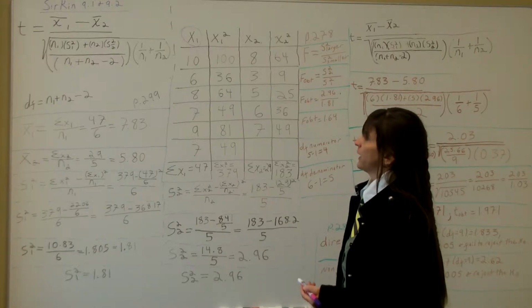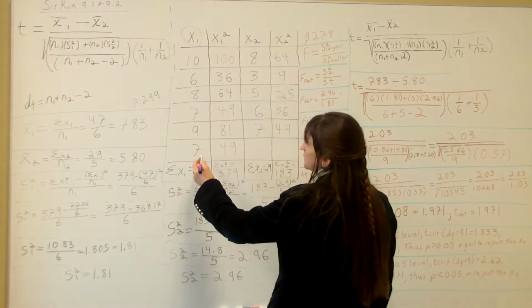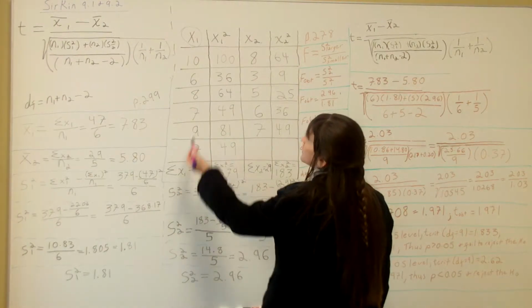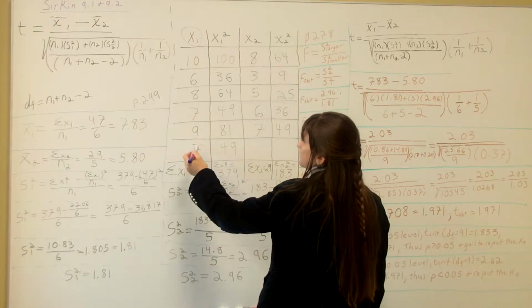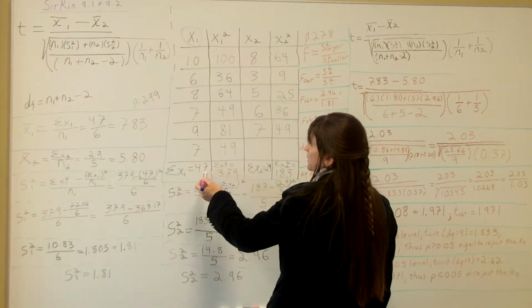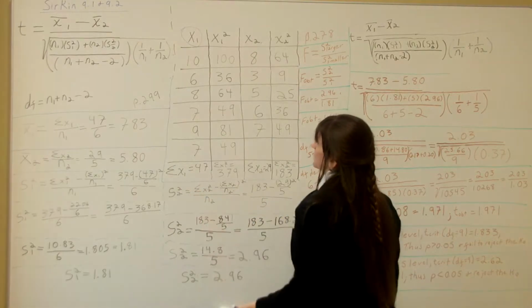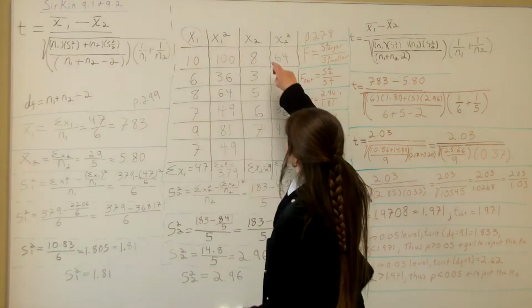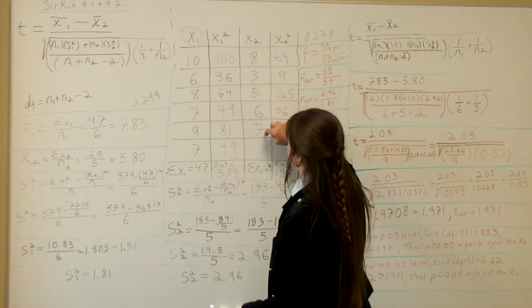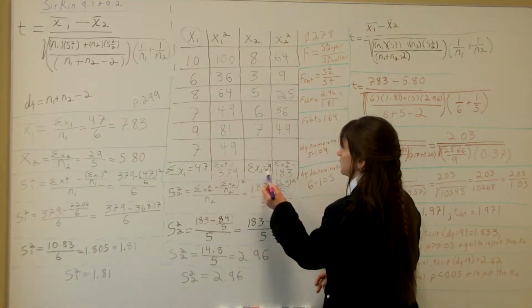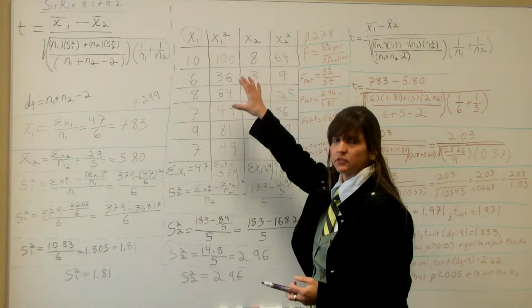What I do first is add up your X column, which is 10 plus 6 plus 8 plus 7 plus 9 plus 7 is 47. So the sum of your first sample, X1, equals 47. And the sum of your second sample, which is 8 plus 3 plus 5 plus 6 plus 7, equals 29.